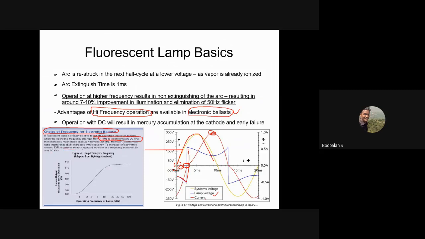The electronic ballast typically operates at a frequency between 20 kilohertz and 60 kilohertz, based upon the load size of your lamp. We have mercury lamps, T8, T12, T5, different types of lamps. That's why it is 20 kilohertz to 60 kilohertz that they are using. So we are changing the input frequency of the power supply.